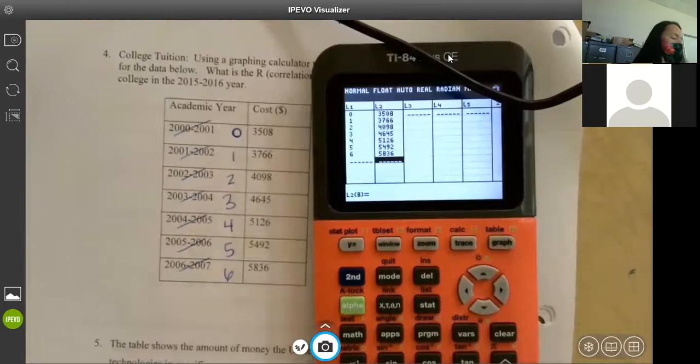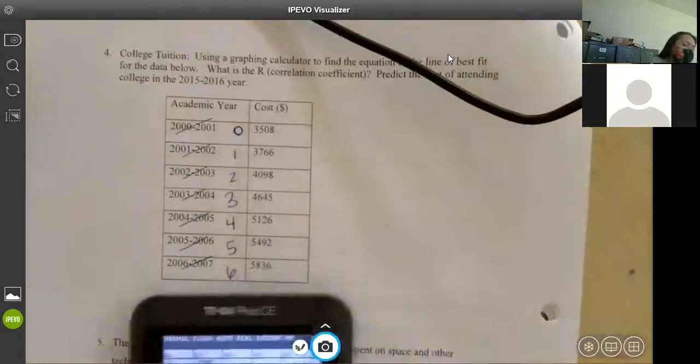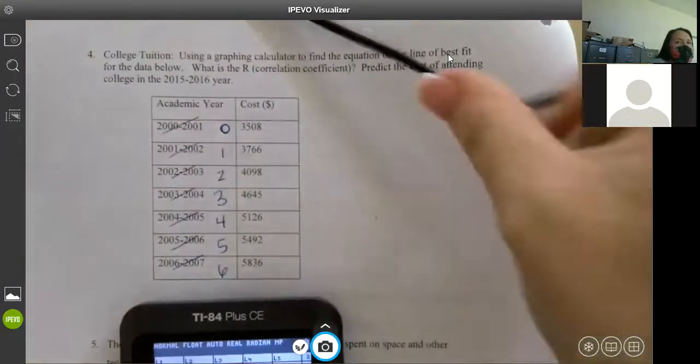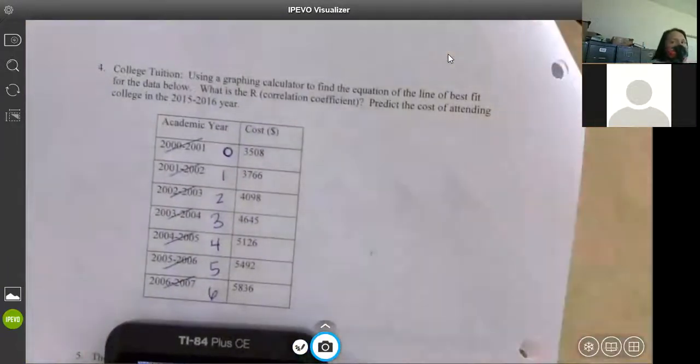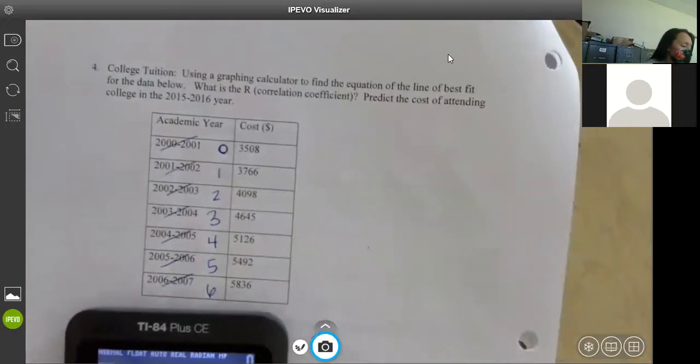All right. So I put it in there and it says, what is the R or the correlation coefficient? And then predict the cost of attending college in the 2015-16 school year.